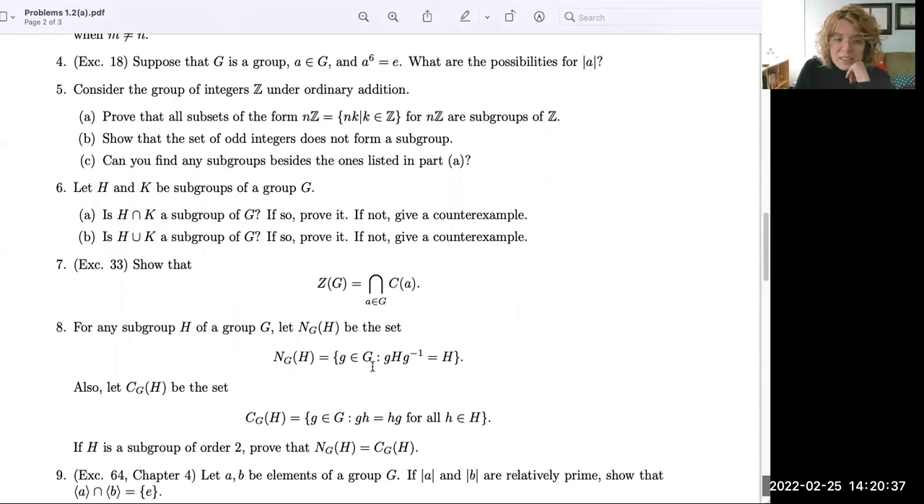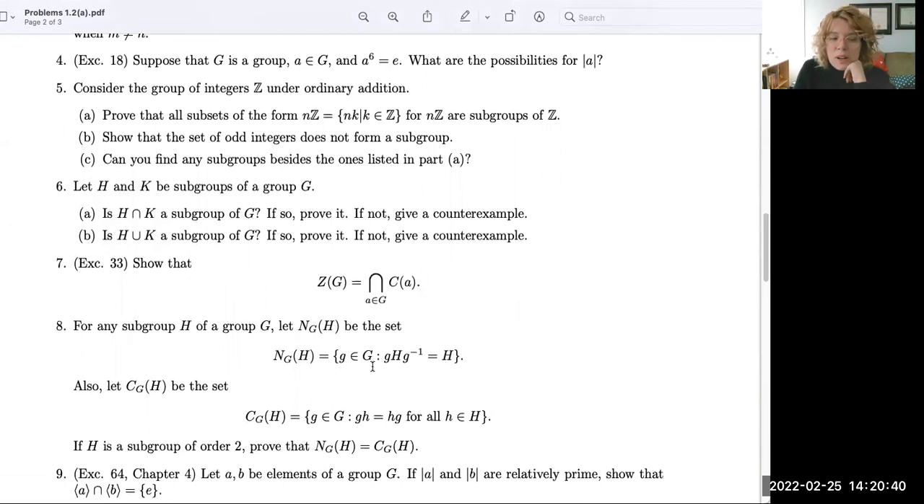In question number 8, we want to prove that these two sets are equal. The normalizer is equal to the centralizer in the case where H has order 2. And again, the best way to do this is to do an inclusion in both directions. So to show that N is contained in C and to show that C is contained in N. And then if you show that, then you will show that they actually have to be equal to each other.